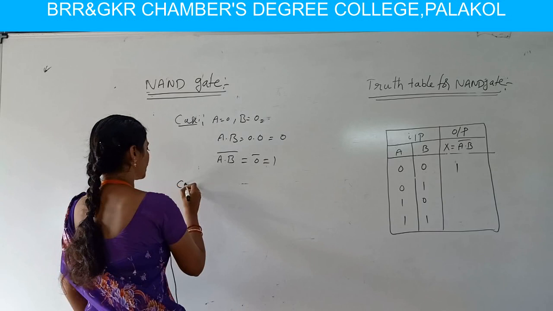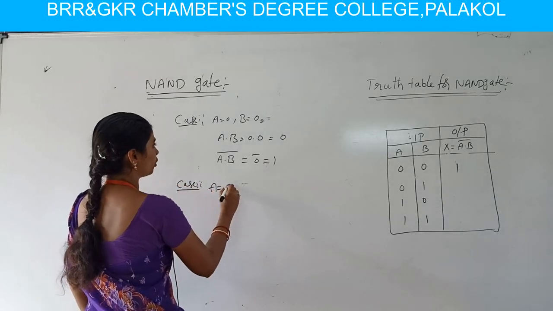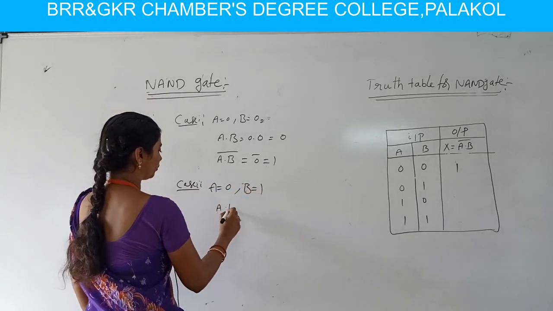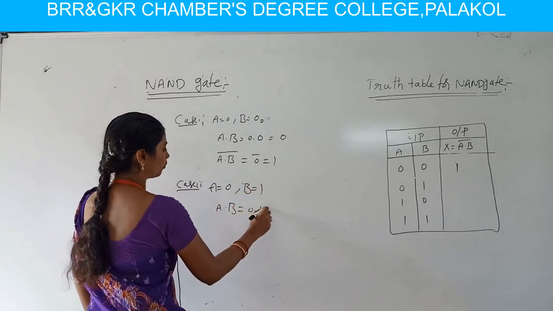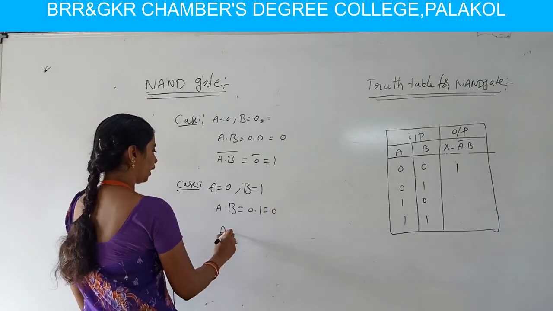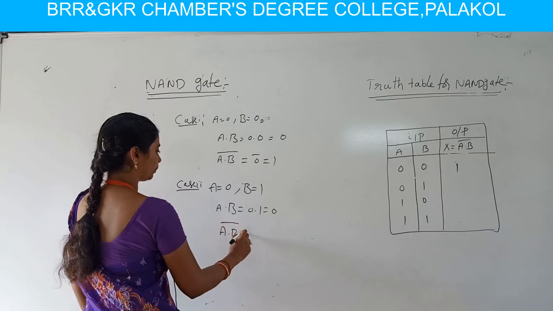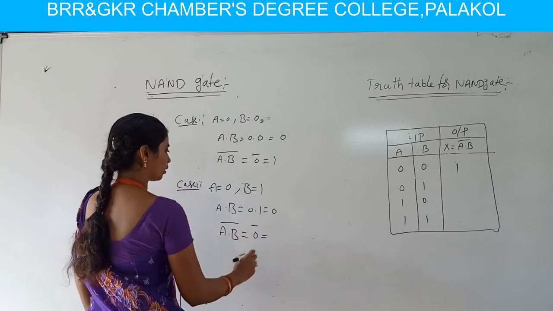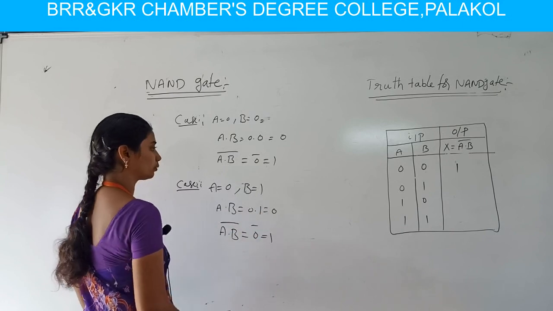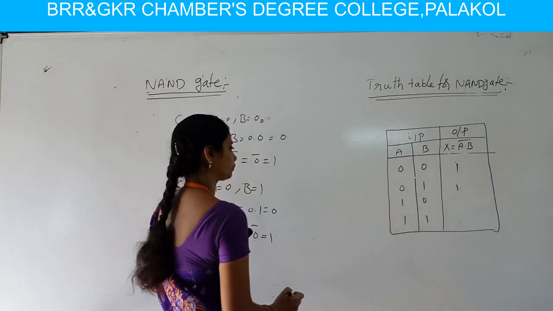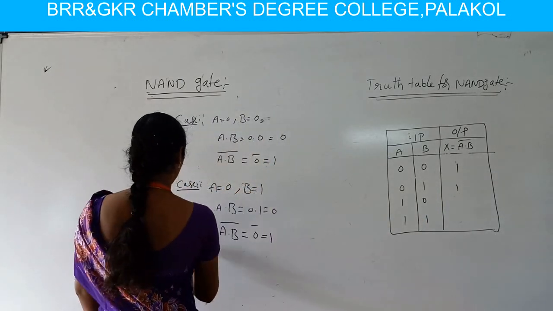And next, case 2, we consider A is 0 and B is 1. Here 0 dot 1 gives 0, and A dot B whole bar means 0 bar, which means 1. Here the output is 1. And also case 3.